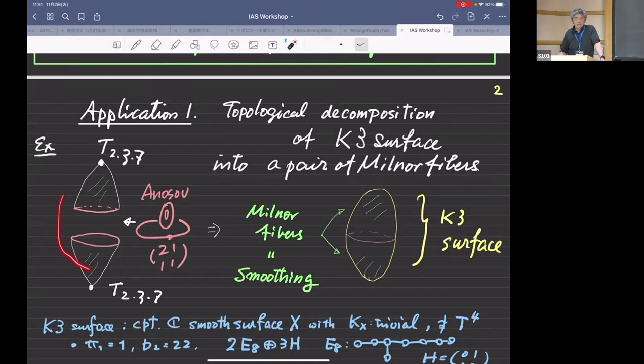And then afterwards, we can replace this singular surface with its Milnor fiber, a smoothing of the singularity. So as a result, we have a closed manifold. This is like a convex surface and convex manifold, right? That's the point.